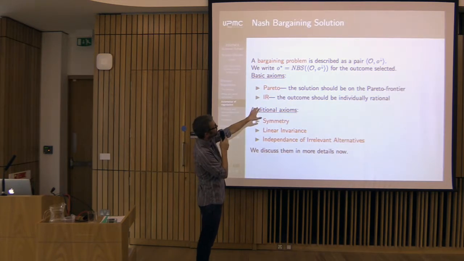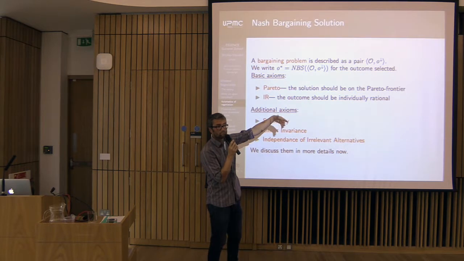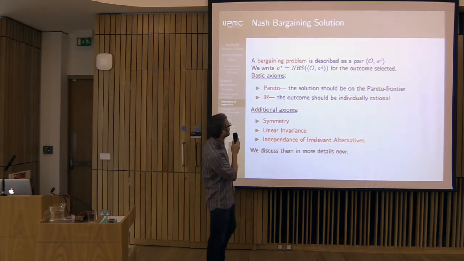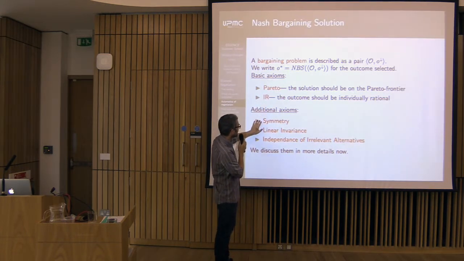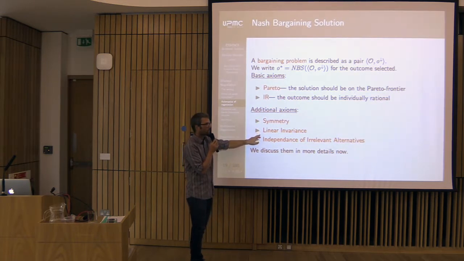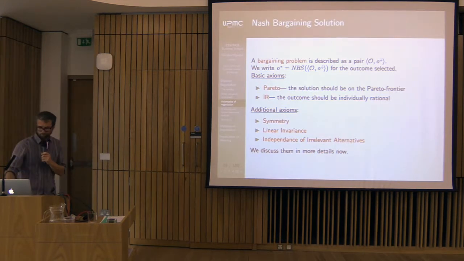So a bargaining problem is a pair of an outcome set and a conflict point, and you have a Nash bargaining solution, which is O star. So basic axioms: Pareto and individual rationality. And then you have these three additional axioms: symmetry, linear invariance, independence of irrelevant alternatives.